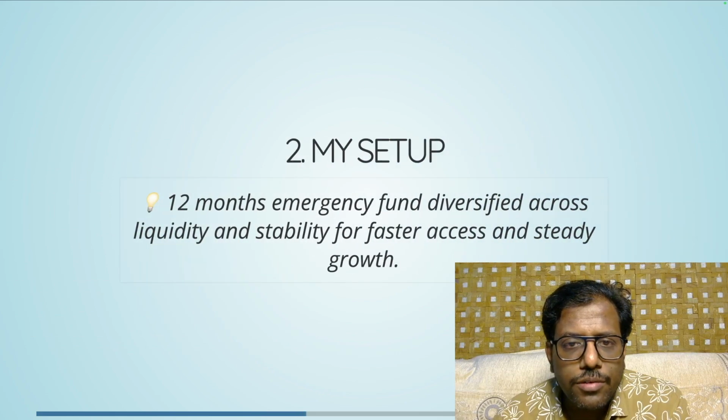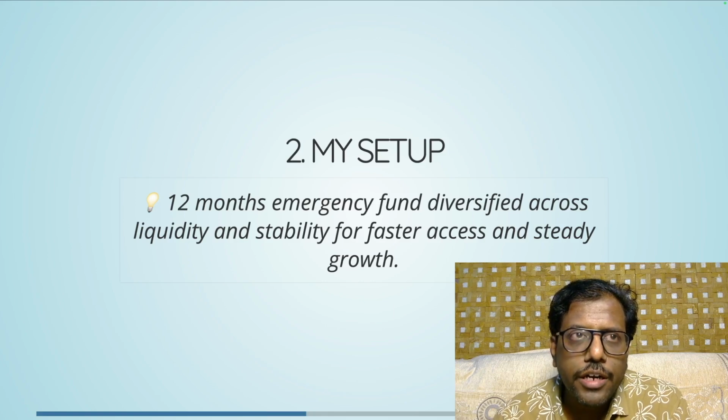So my setup: it's a 12 months coverage across multiple assets, multiple mutual funds of different categories, both for immediate liquidity as well as long-term growth, so that I don't have to keep topping up my emergency fund. Once set up, it's set up for life, unless there is an emergency where we have to spend that money and then we have to refill it.